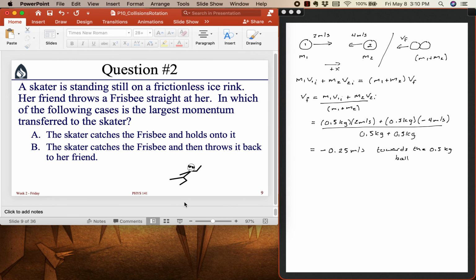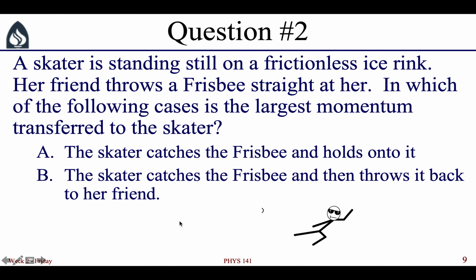All right, so next let's think about this question. A skater is standing still on a frictionless ice rink. Her friend throws a frisbee straight at her. In which of the following cases is the largest amount of momentum transferred to the skater?